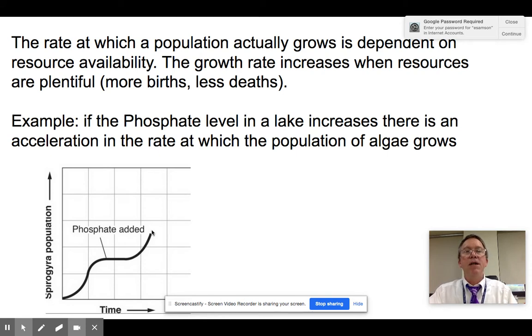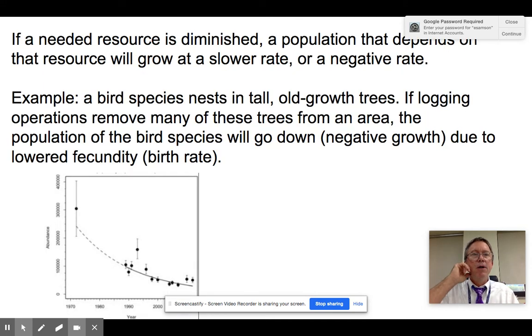So what we find is that the growth rate is dependent on factors other than biotic potential. So if there's an availability of a resource, or if there is an unavailability of a resource, or a predator or a disease, that can also affect the rate of growth of the population. So if you take a resource away, you should expect that there's going to be less fecundity. That means there's going to be fewer babies being born, or there's going to be a higher death rate. And as a result, we expect our populations to diminish.